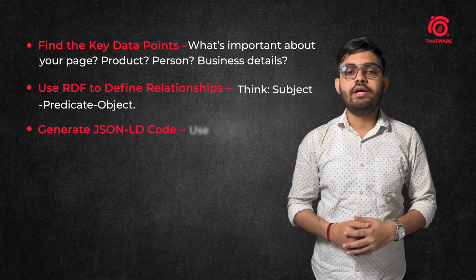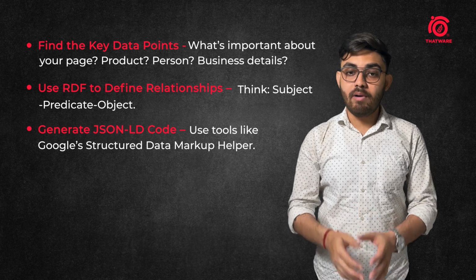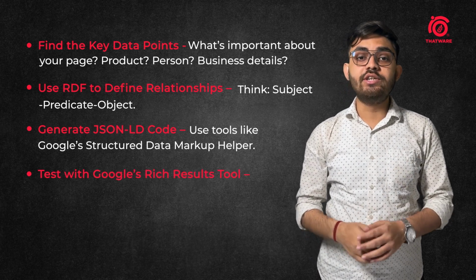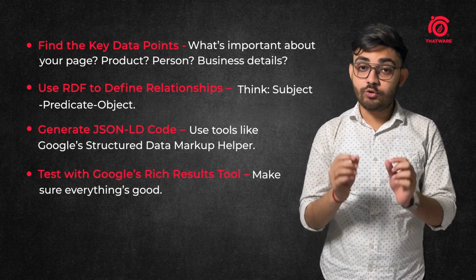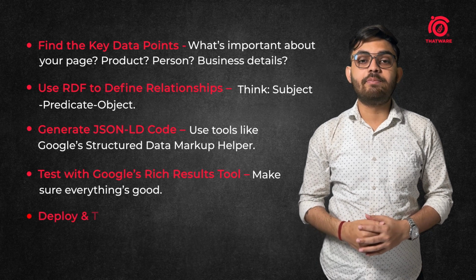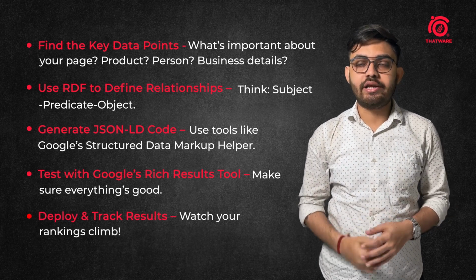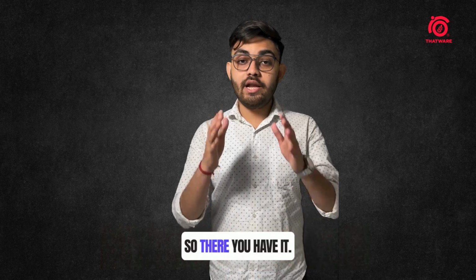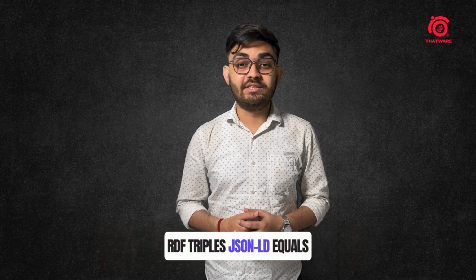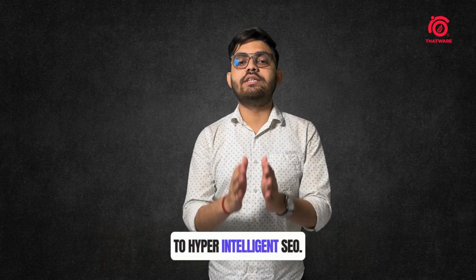Generate JSON-LD code. Use tools like Google Structured Data Markup Helper. Test with Google's Rich Results tool. Make sure everything is good. And last but not the least, deploy and track results. Watch your rankings climb. So there you have it. RDF Triples plus JSON-LD equals hyper intelligent SEO.